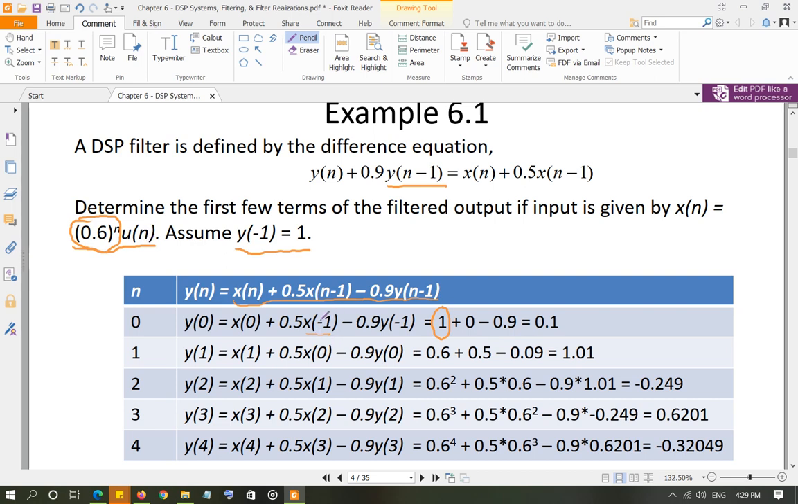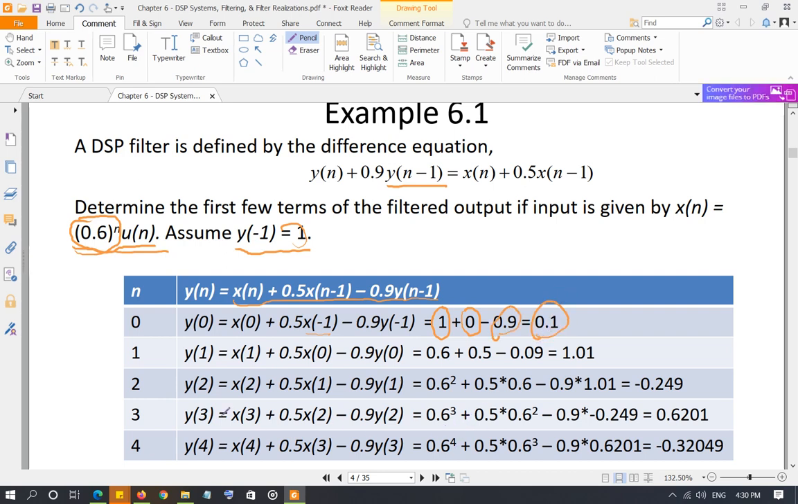That means when the argument of x is negative, it is going to be 0. And that's what you see over here: 0.5 times 0, so I just put 0 over here. And y of negative 1 is given to you, which is 1. So we go ahead and put that here. Negative 0.9 times 1 is 0.9. So the y of 0 is 0.1.